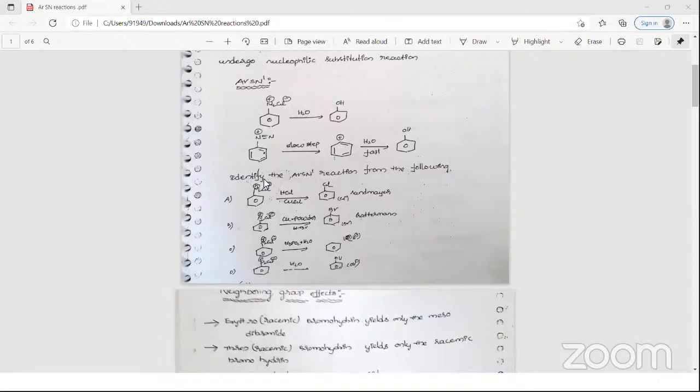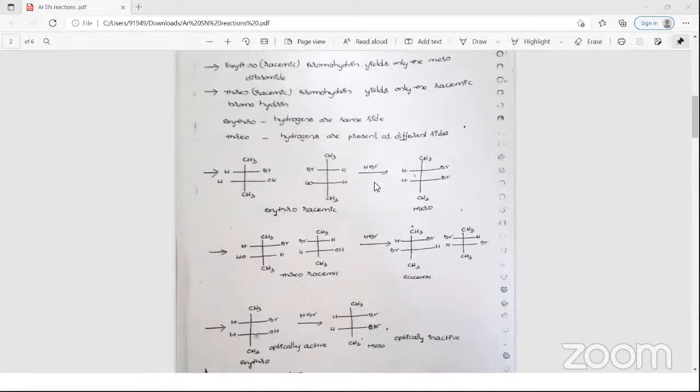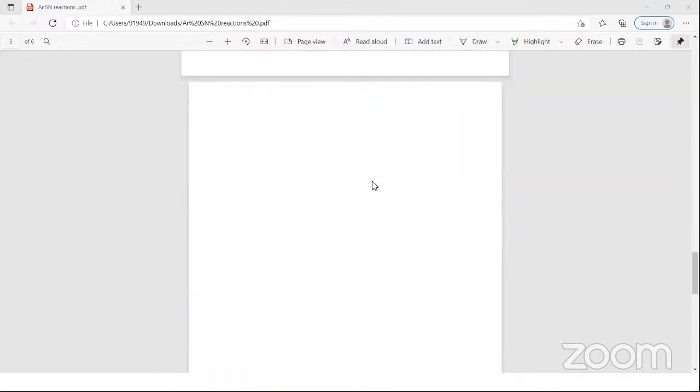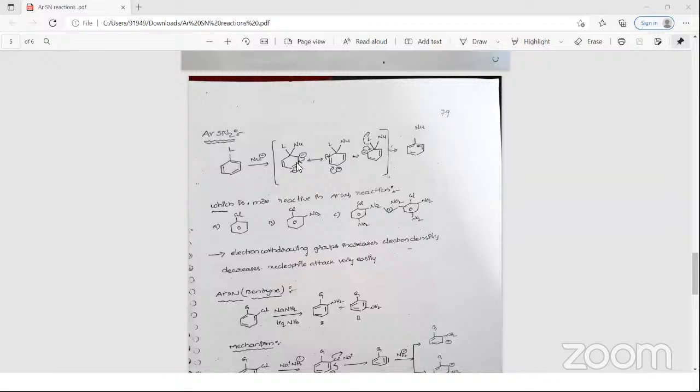But my dear students, you must remember that benzene diazonium chlorides are good examples for Ar-SN1 reaction. Then let us see another type of reactions, Ar-SN2 reactions, bimolecular substitution reactions.